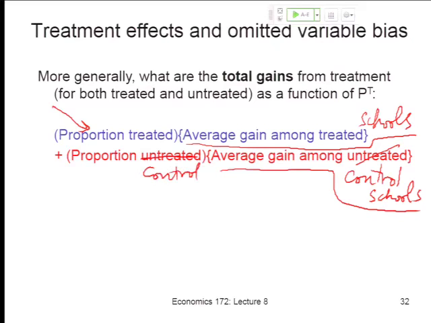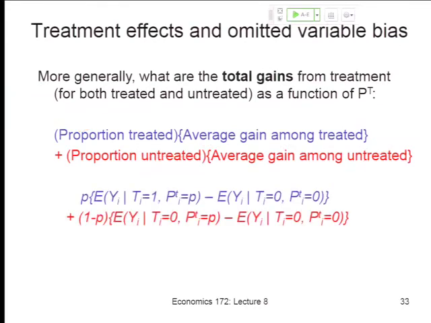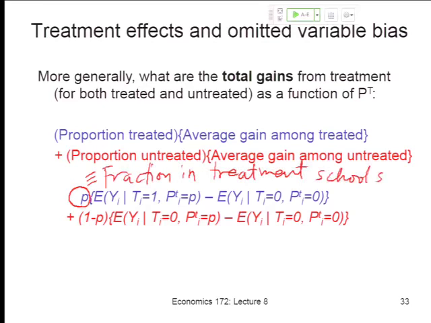Now, pt is the fraction of people in the area who are in treatment schools. So actually, this proportion in treated schools is just the, sorry, let me get to the next equation before I get there. Hold on, let me pause. Are you guys with me so far? Okay. We are going to define this new term p, okay? p is defined as the fraction in treatment schools. That's what this little p is.